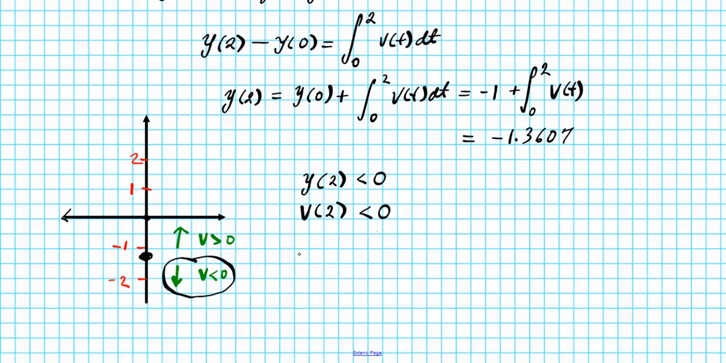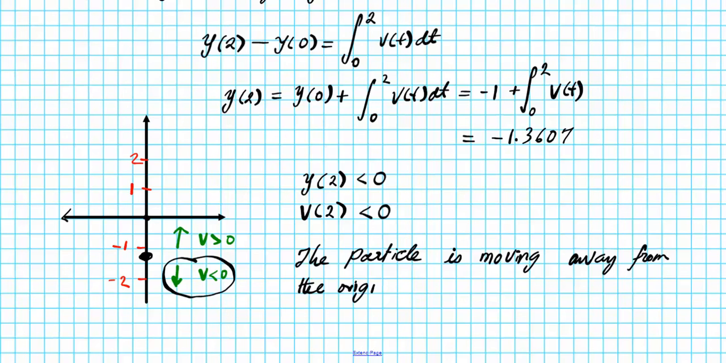Okay, so let's write down our answer. The particle is moving away from the origin. Now, we are also asked to justify, okay? Why? Well, it's moving away from the origin because the position is negative, which means it's less than 0, beneath the origin, and the velocity is also negative, which means it's moving downwards away from the origin.